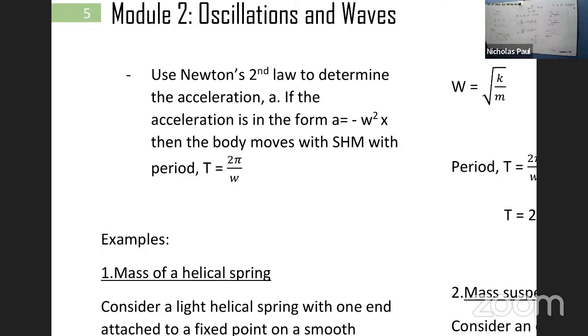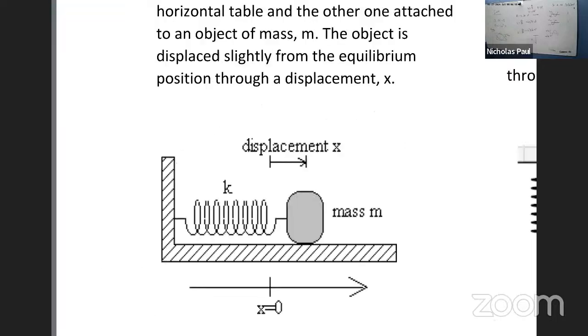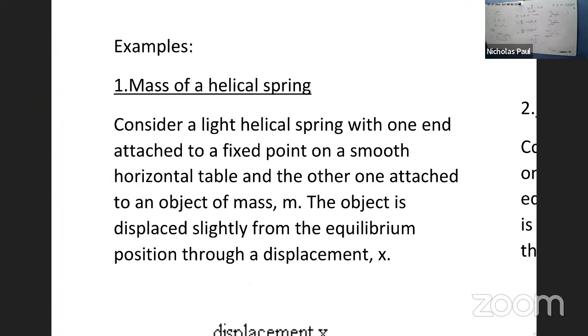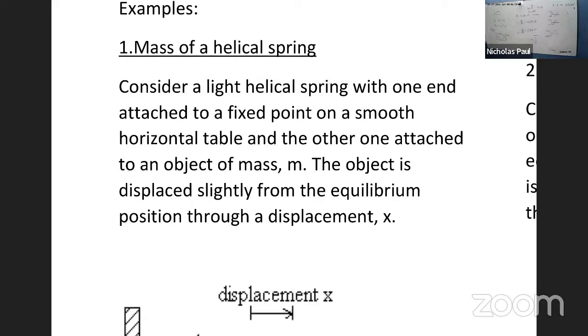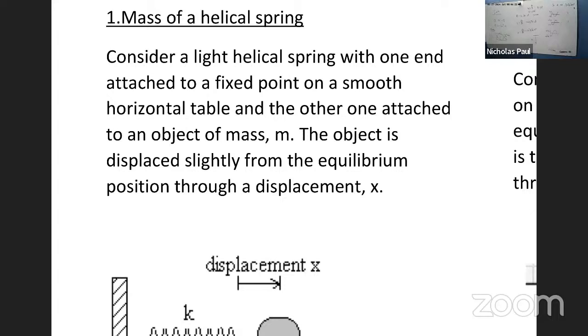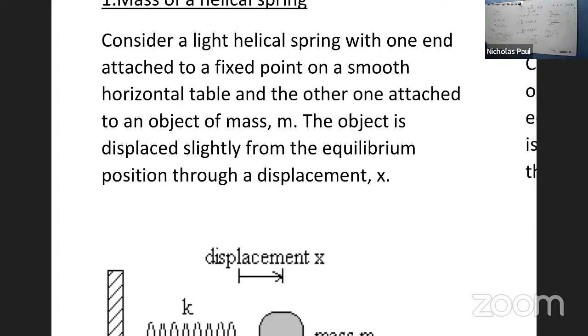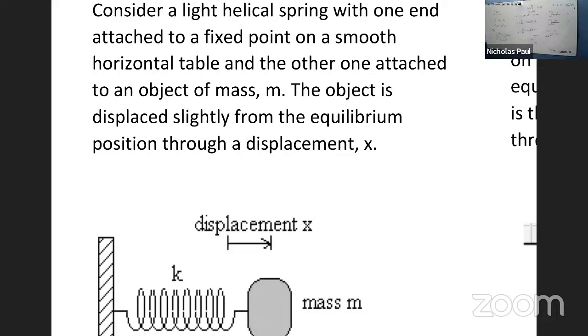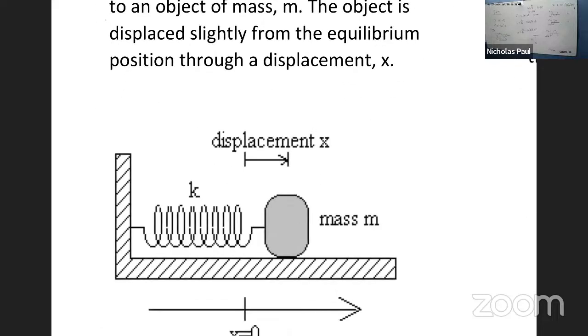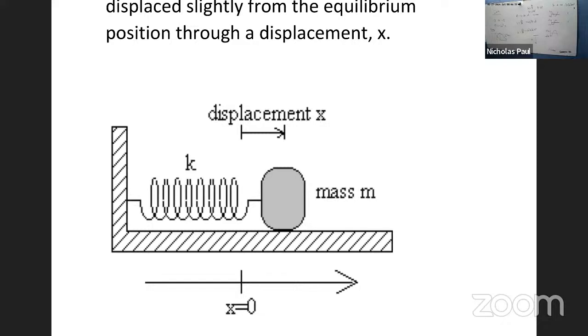All right, nice. Right, so we're going to take a look at a couple of examples. First one, we'll do the helical spring. Consider a light helical spring with one end attached to a fixed point on a smooth horizontal table, and the other one attached to an object of mass m. The object is displaced slightly from the equilibrium position through a displacement x. We have a diagram and we displace it some distance x away. Everybody okay with that?